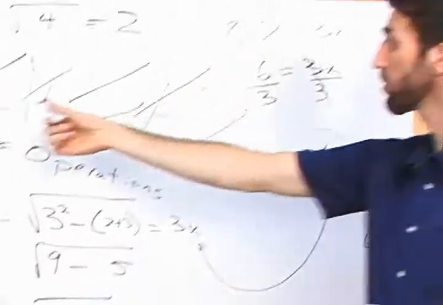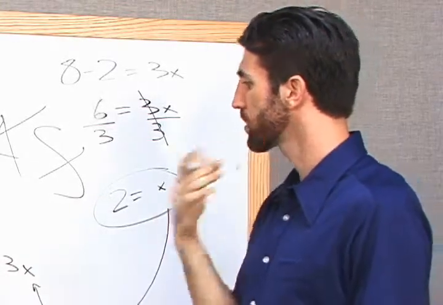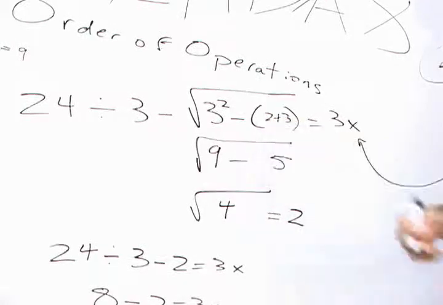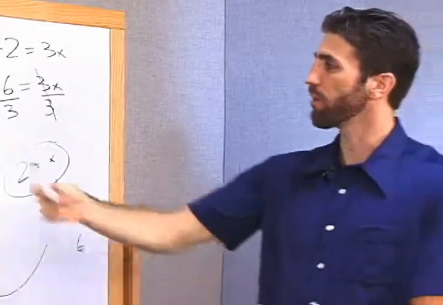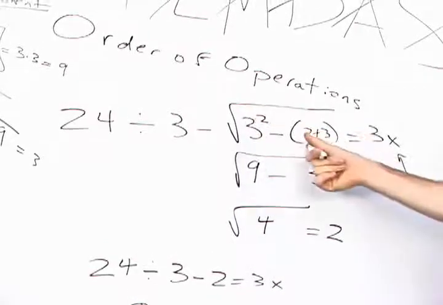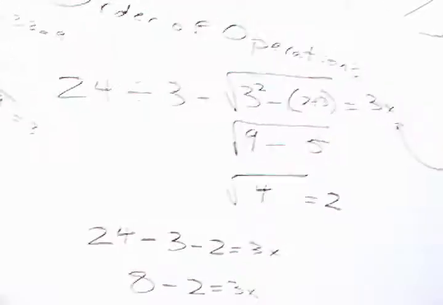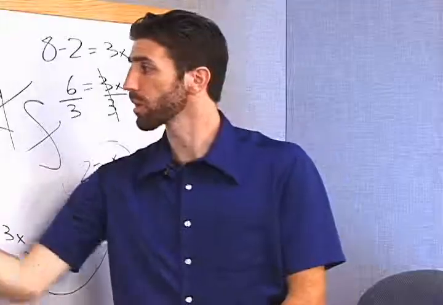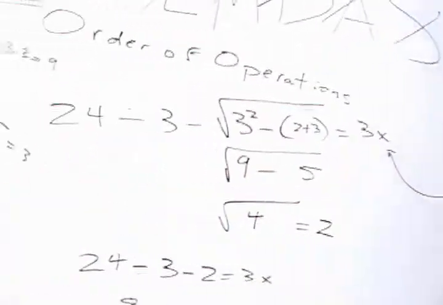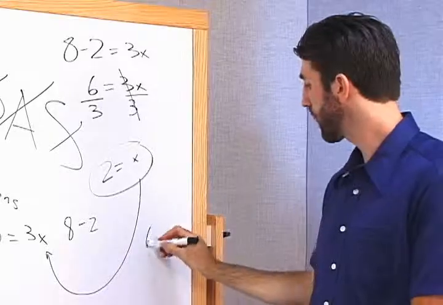So let's do a quick review of order of operations. The first thing we want to do is parentheses. So why don't you guys do it? What's the parentheses? 2 plus 3, yeah. So 5. And then we have exponents. Okay. 3 to the 2, which is 9. 9 minus 5. 4. And then we're rooting that. Square root of 4 is 2. So we're just going to write that here. Then we're going to go to the next one, multiplication. We don't have multiplication. Division, 24 divided by 3. 8. Minus 2. 6. And that's what we had here.